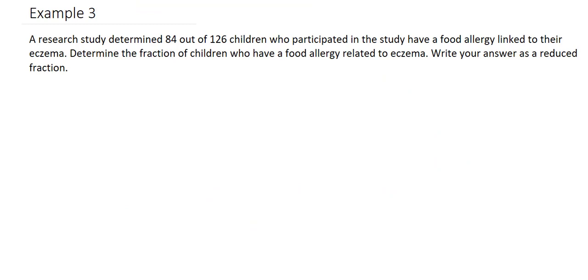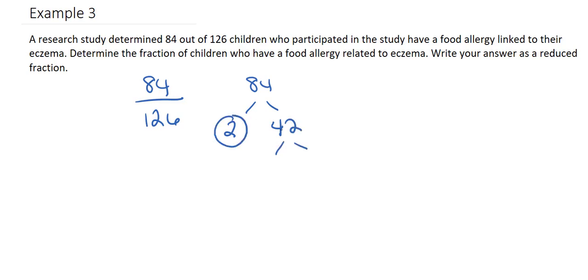So example 3. A research study determined 84 out of the 126 children who participated in the study have a food allergy linked to their eczema. So determine the fraction of children who have a food allergy related to eczema. We're going to write your answer as a reduced fraction. So we have 84 out of 126. Well, 84 can be broken down into 2 and 42, and then 42 can be broken down into 2 and 21. 21 can be broken down into 3 and 7. Those are the prime factorization because those are all prime numbers. We can't break that down any further.